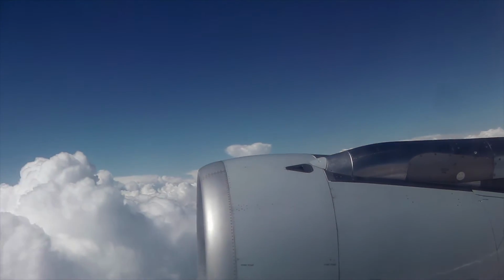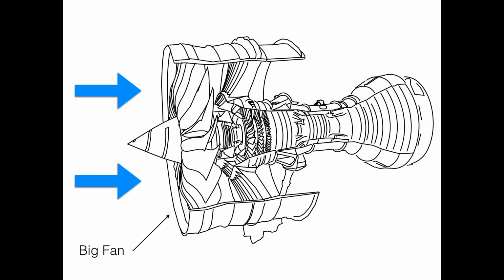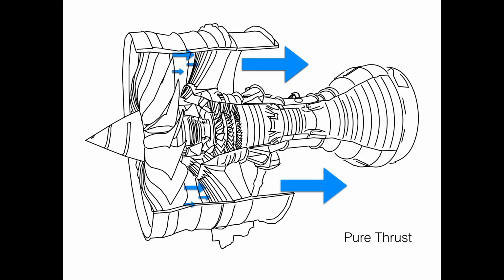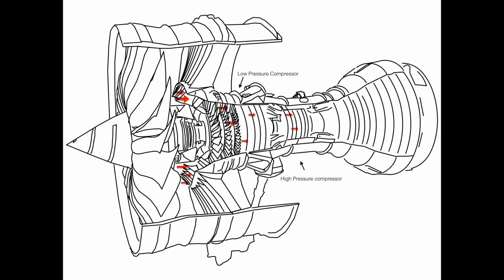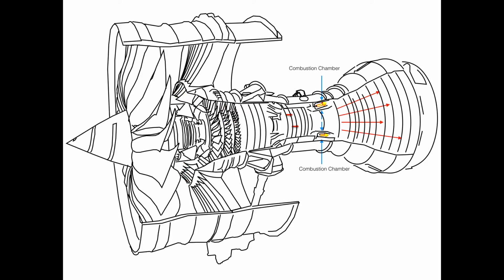So how does this work? Air is sucked into the engine by the large front fan. The majority of the air is directed around the engine as pure thrust. The rest of the air is directed to the core of the engine, where it is compressed in a series of blades where the pressure increases before being mixed with fuel and ignited in the combustion chamber.